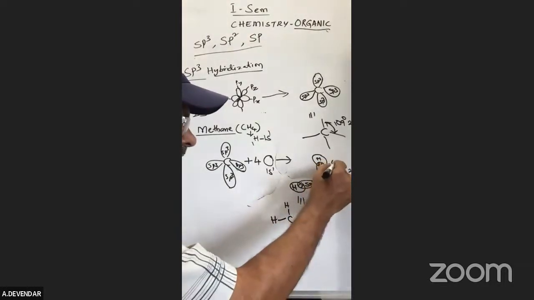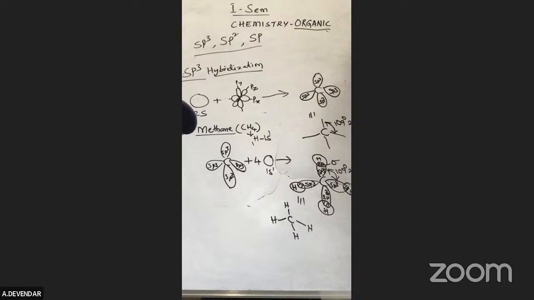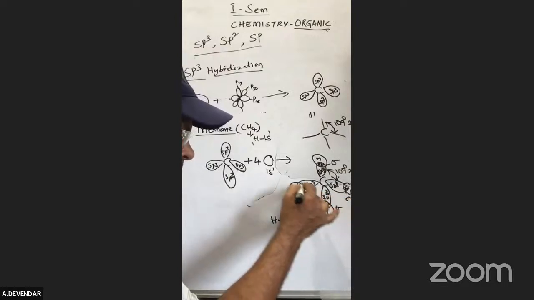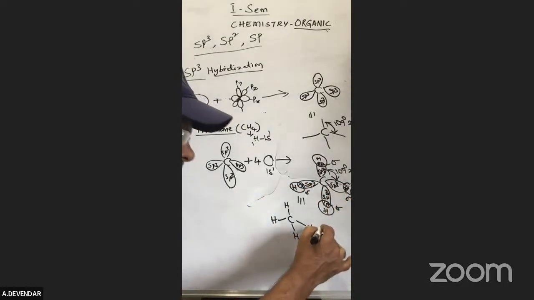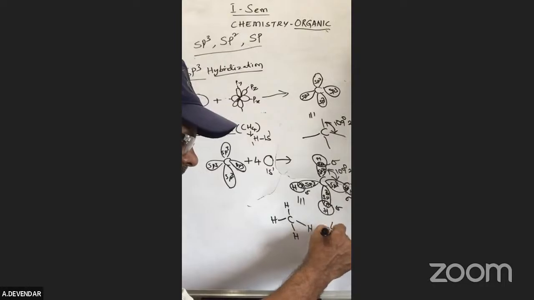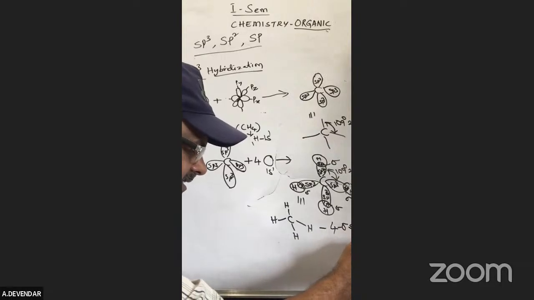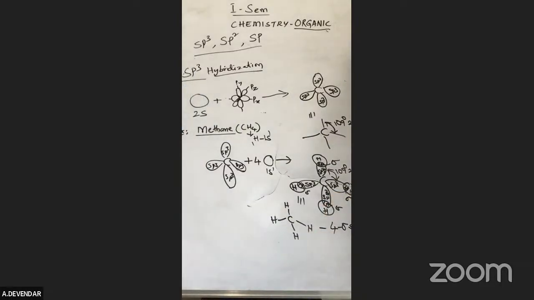This is a sigma bond. Due to overlapping head on head or tail on tail, there is formation of a sigma bond here, and here. How many sigma bonds are present in the methane molecule? Four sigma bonds are present. That you have to explain for sp3 hybridization. We have to draw the structures also, because it's a 10 marks question. I hope you can understand now.